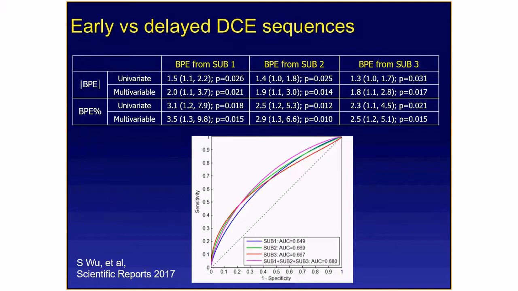So we did a study to compare the early or delayed DCE sequences. As you can see here, we do the same thing with the BPE. We look at the different subtraction or post-contrast sequences, and we find a very similar association. That means if you look at the AUC, it's very similar. So that means if you quantify BPE in different time point sequences, it may not matter that much.